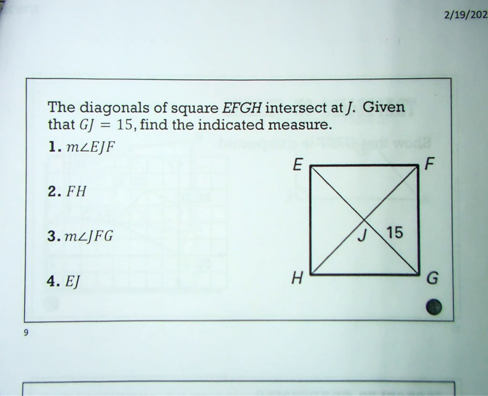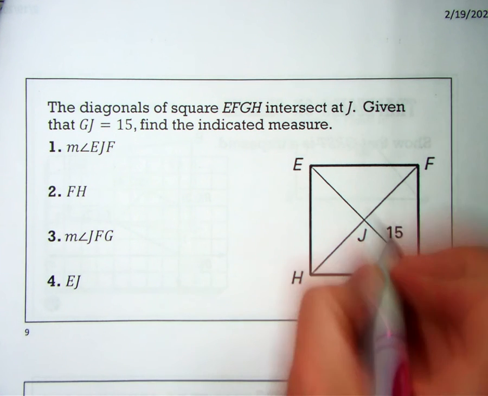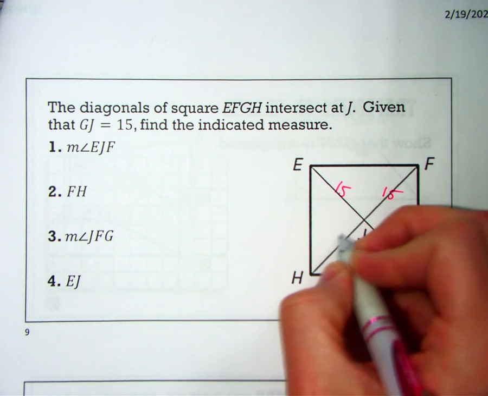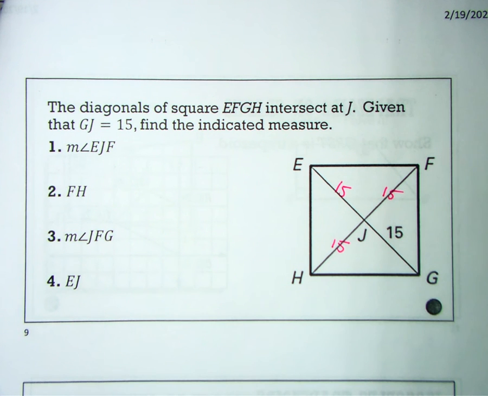So because we just dealt with a rectangle, this is the same idea. So 15, 15, 15, and 15. Okay, because it's a rectangle. All of those are 15. So same thing that we just did. We took that little number and we put it on all of the diagonal pieces, just like in the rectangle. Same thing for a square. So number 2, FH.